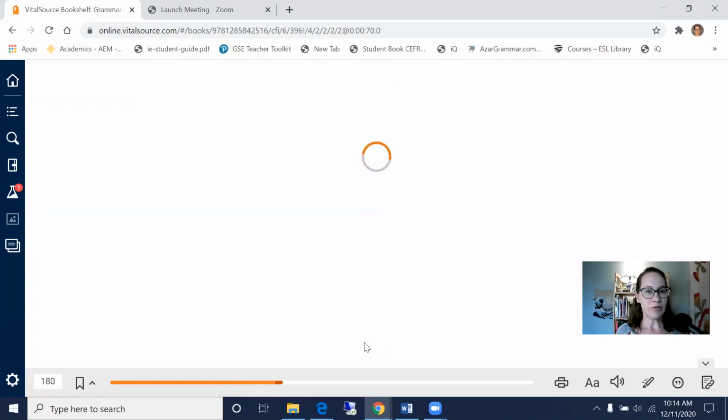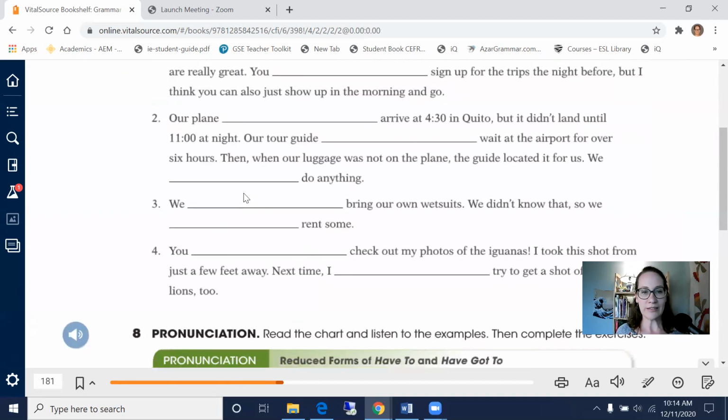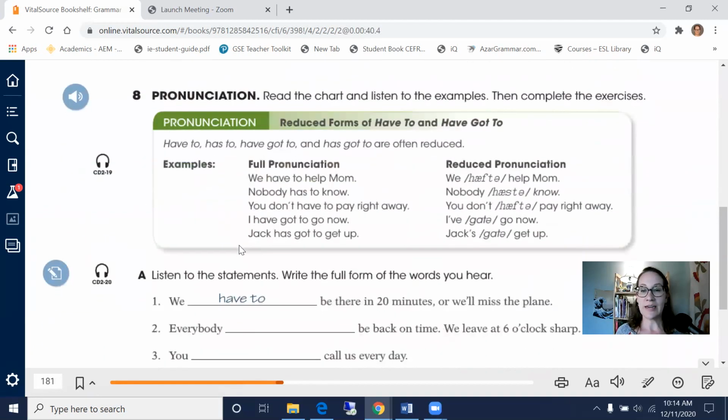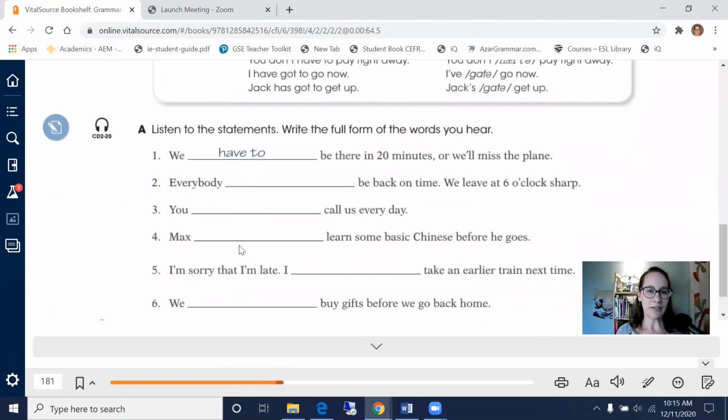Also, I want you to do on the next page a practice with exercise 7 about choosing words, and you can use them more than once. And then also this pronunciation, because this is harder to hear when you are talking to people and it changes just a little bit. So I'm going to put this in the Google form as well. So I think that's it for lesson 1.